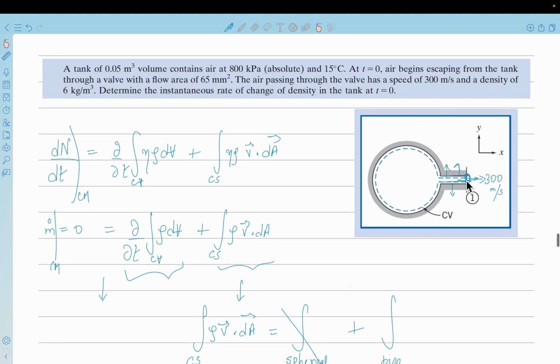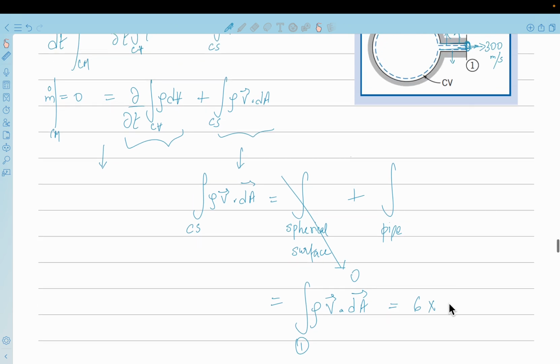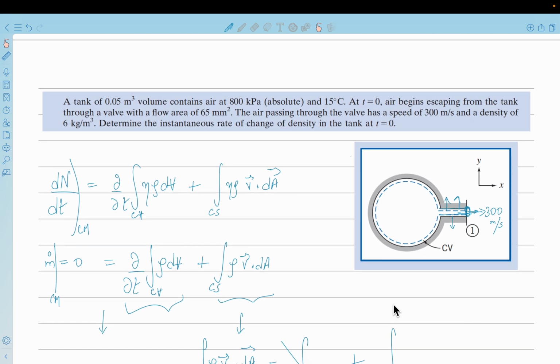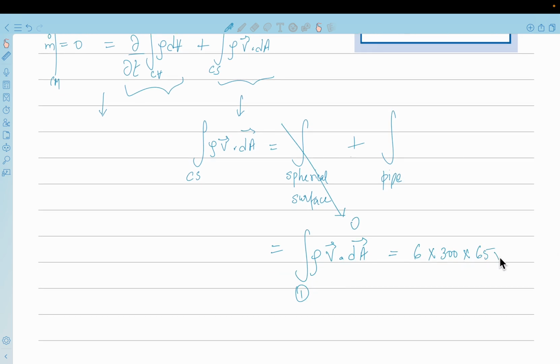So this is the only term we have to evaluate, and density at this location 1 is given. The density only at the location 1 is given to you, which is 6 kg per meter cube. So I can say 6 kg per meter cube into the velocity, which was 300 meters per second, multiplied by the area. The area is also given. Yeah, 65 mm square, a very small area. So 65 into 10 to the power minus 6. And as I said, v dot dA, the dot product just gives me a positive 1. Okay. So what is this value? Can you please evaluate and tell me?